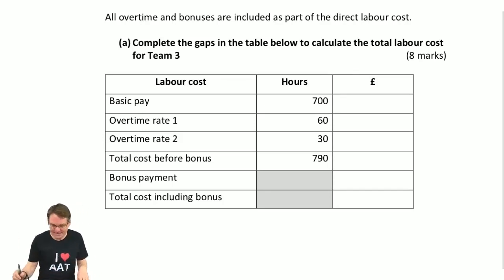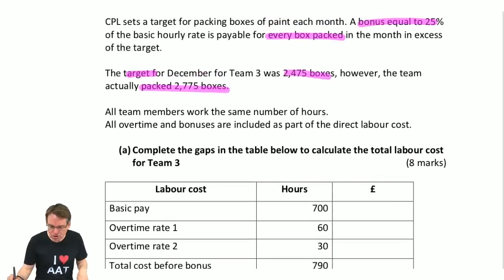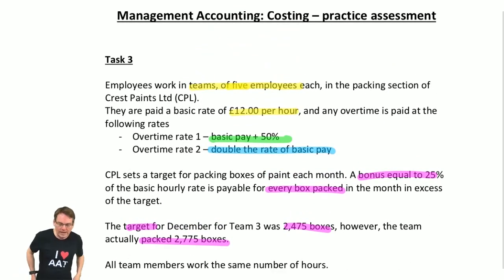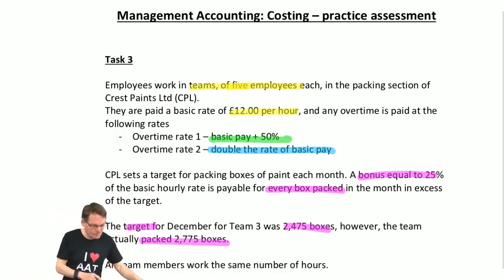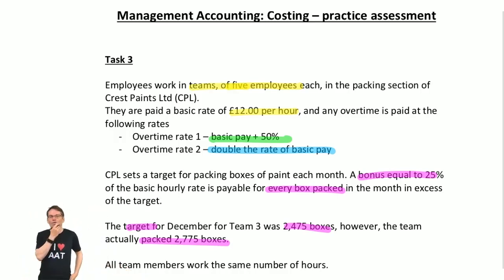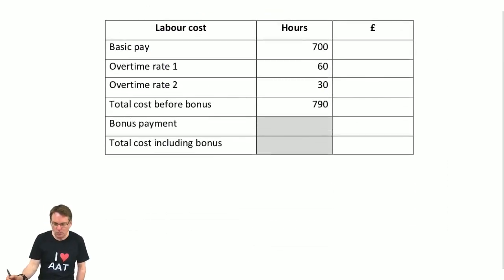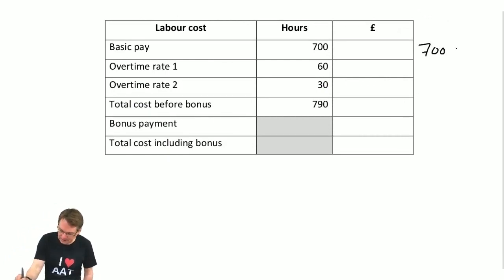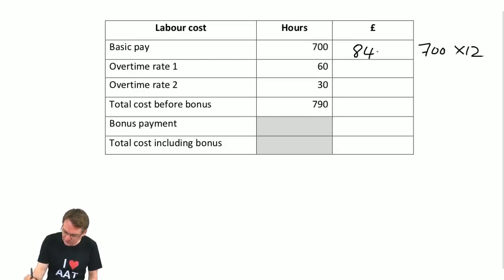Right, let's have a look then. First of all, we have got the fact that at Crest Paints, we are paid a basic rate of £12 per hour. How many hours do we work? Basic pay 700. So 700 times 12, we will pay £8,400 in basic pay.